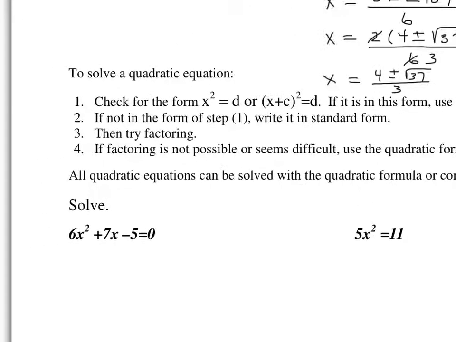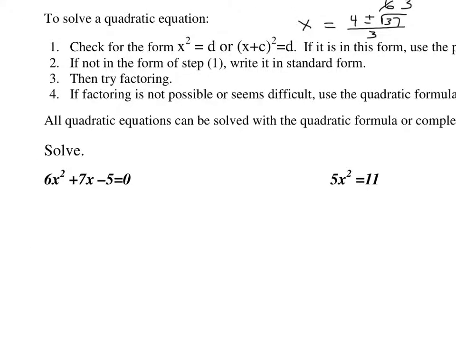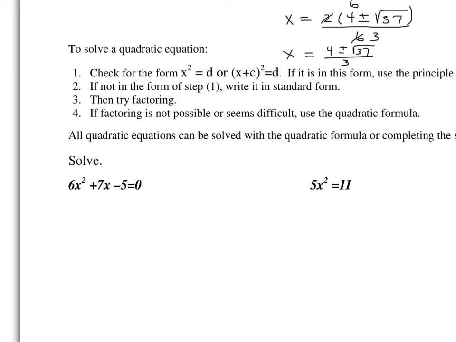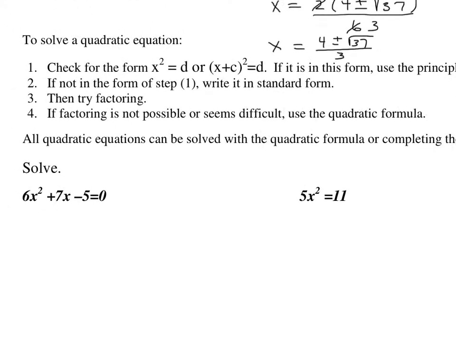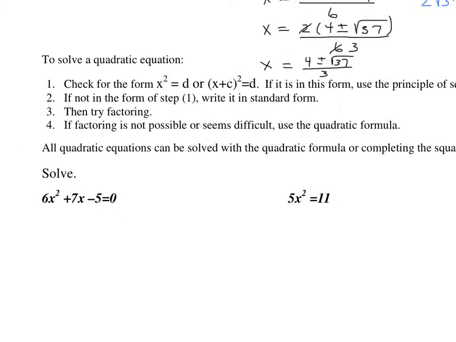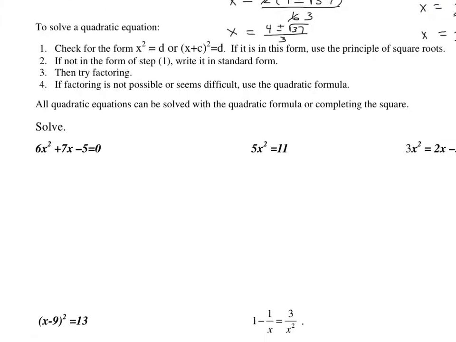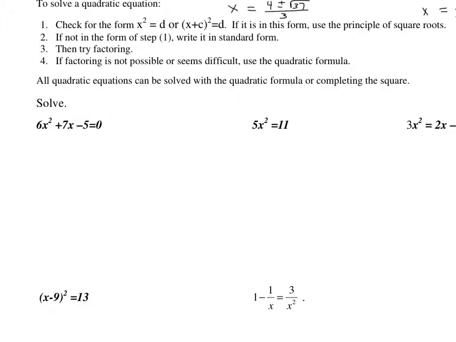So in general, to solve a quadratic equation, we will check to see if it's in the form x squared equals d, or (x plus c) quantity squared equals d. If it's in this form, we can use the principle of square roots. If it's not in that form, we write it in standard form. Try factoring. Factoring can be really easy. If it's not possible, or if you can't figure out what the answer is, use the quadratic formula.